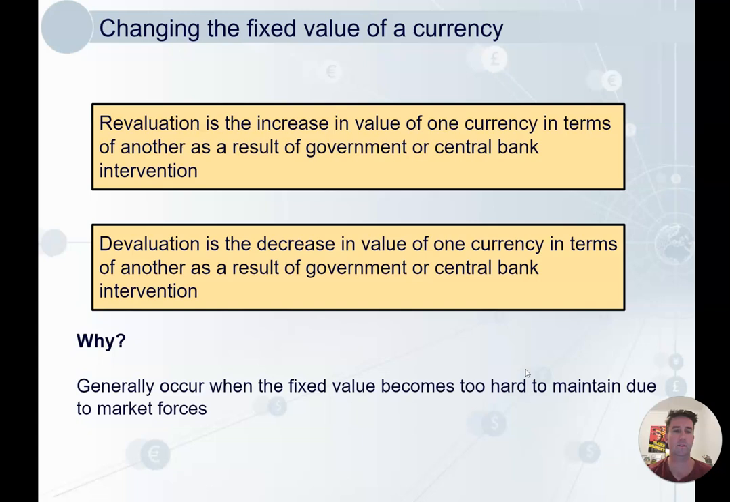Why would we do this? Generally, the biggest reason for this is when it becomes too hard to maintain that fixed exchange rate due to the market forces. You have to take too much action one way or the other. So if it becomes too hard, you generally have to go with the market forces to an extent, right? Because otherwise it's quite costly to maintain it.